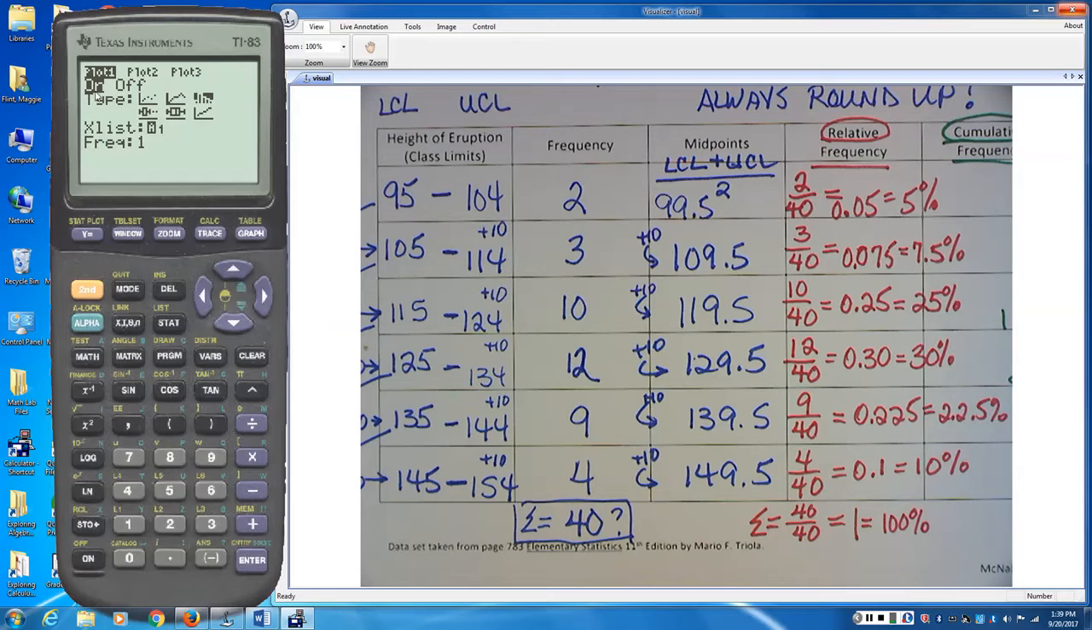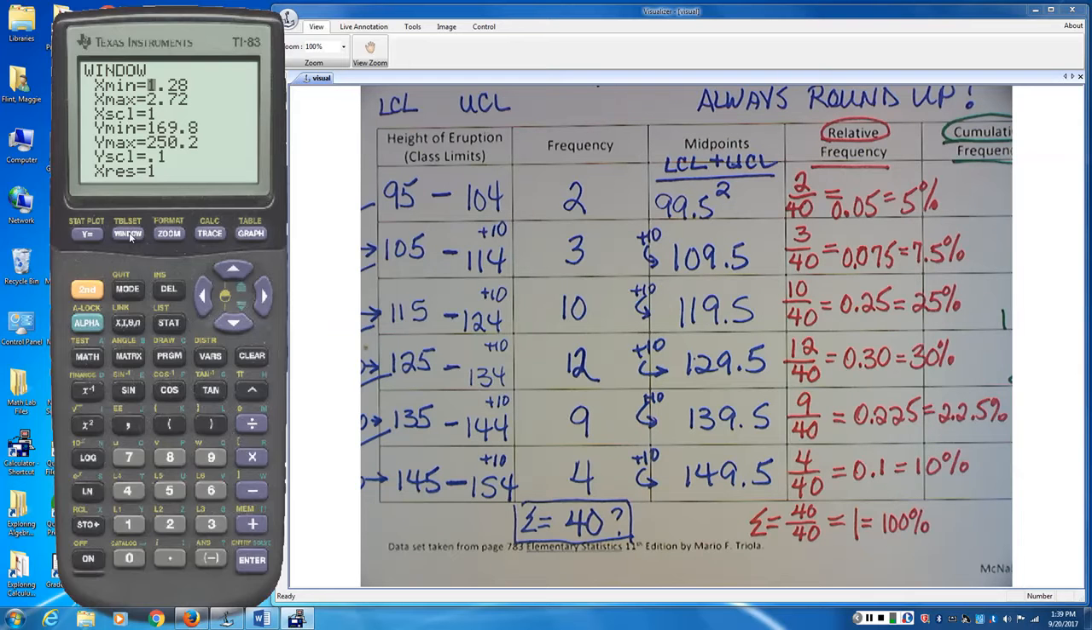Okay. Now, there is a nice shortcut feature that you'll learn about later called Zoom Stat, but we're not going to use it today. We want a very specific histogram. We want a histogram of these values. So from here, we're going to go to the window button. Okay? We're going to go to the window button.